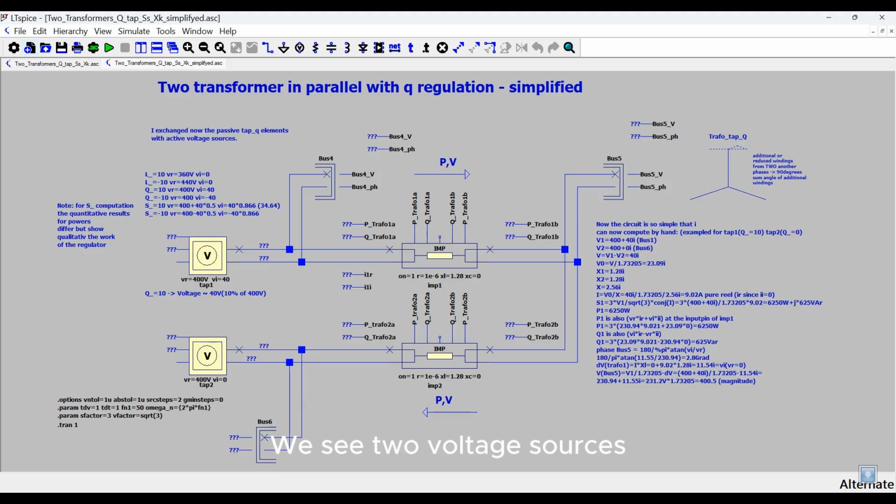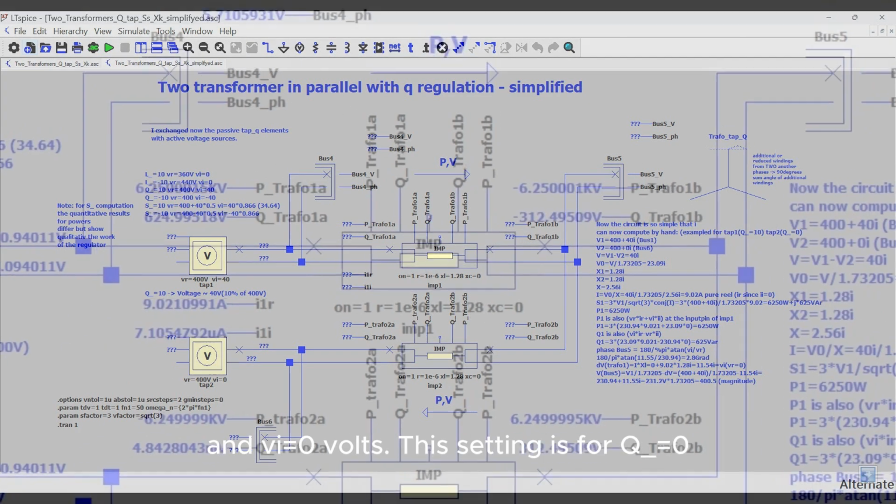Now we are ready for the further simplified circuit. We see 2 voltage sources as replacements for the transformer control and the 400 volt voltage source, and 2 impedances as replacements for the transformers. The upper voltage source is now set to VR equals 400 volts and VI equals 40 volts. This is the setting for Q equals 10. The lower voltage source is at VR equals 400 volts and VI equals 0 volts. This setting is for Q equals 0.